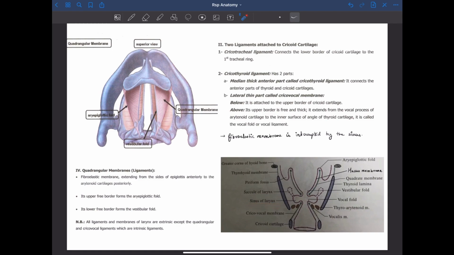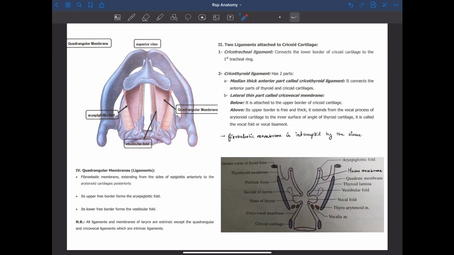Now, the membrane found above the sinus of larynx is the quadrate membrane. This is the quadrate membrane, and the membrane found below the sinus of larynx is the cricovocal membrane. This cricovocal membrane is the lateral thin part of the cricothyroid ligament. Okay, we will start with the cricovocal membrane.